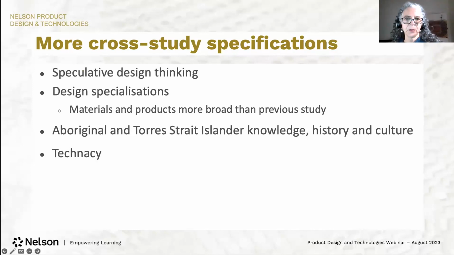So there are some more new cross-study specifications, and the first one that is new for all of us is speculative design thinking. And it's really a way of thinking about the future and thinking about things that we almost don't know about yet. And so the way we've tackled that in the book is to provide a whole lot of questions like what if, like something about climate change. What if there were more floods? What if the weather was so hot that no one could go out?